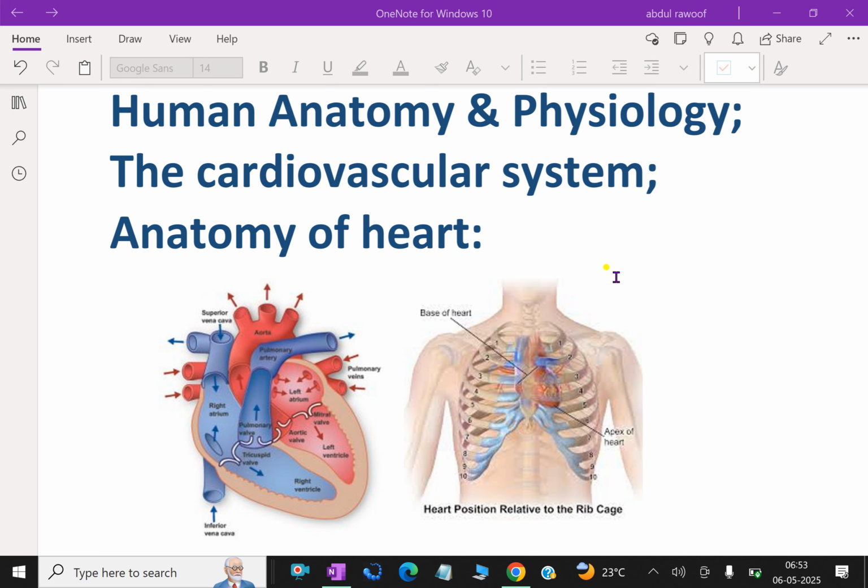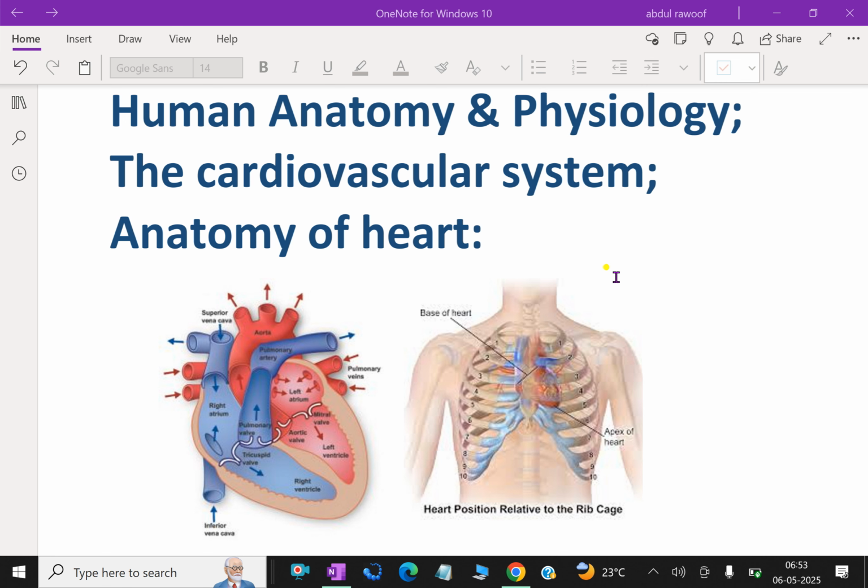The heart is a roughly cone-shaped hollow muscular organ. It is about 10 centimeters long and is about the size of one's fist. It weighs about 225 grams in women and is a little heavier in men.